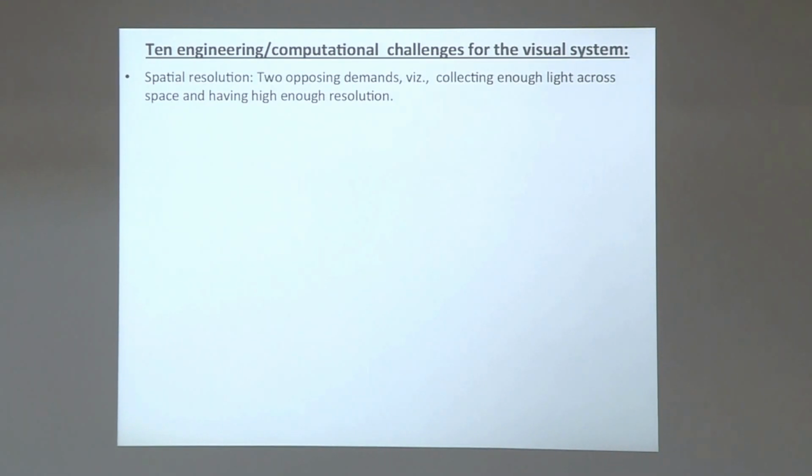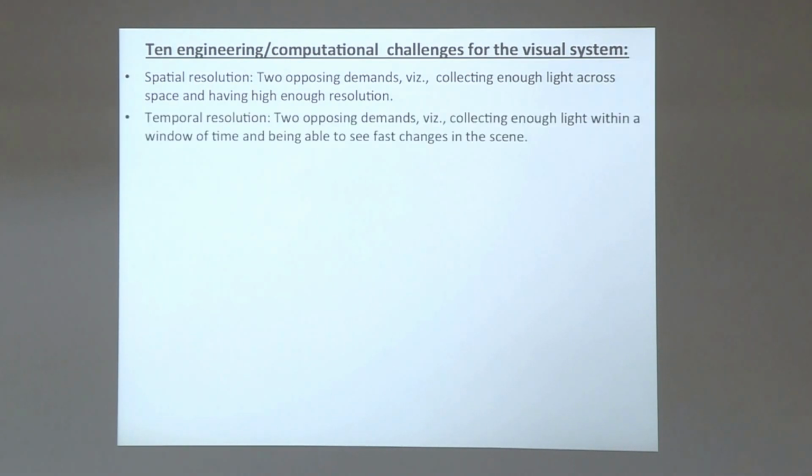One is spatial resolution, because there are two opposing demands. One has to collect enough light, since the light could be very dim. But if you do that over a larger area, you lose spatial resolution. This is also true in the temporal domain: when things are very dim and there's changing intensity, you need to collect over a large enough time window, but again, then you lose temporal resolution.